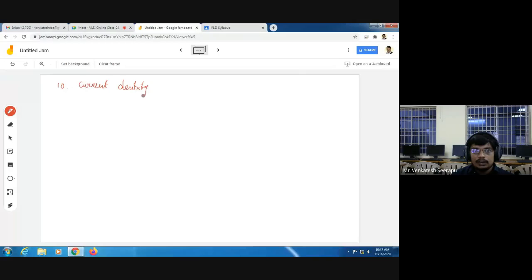What is the formula for current density J? Nobody knows the formula for current density. I by A. IDSS by A. Okay. Now calculate the scaling factor for J.